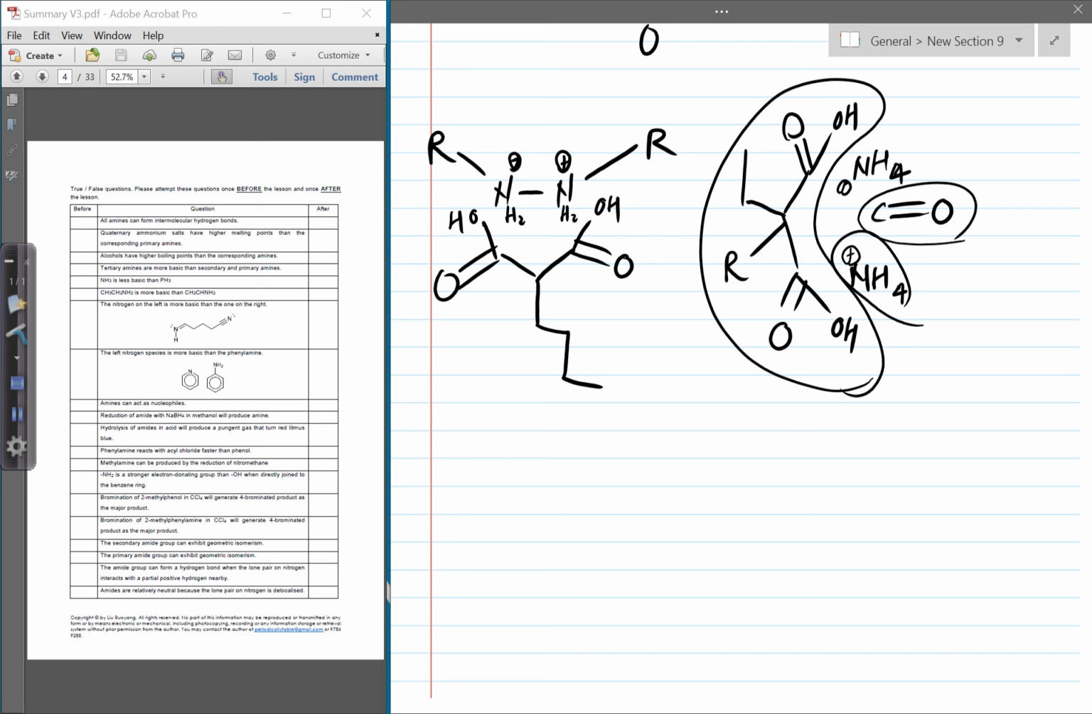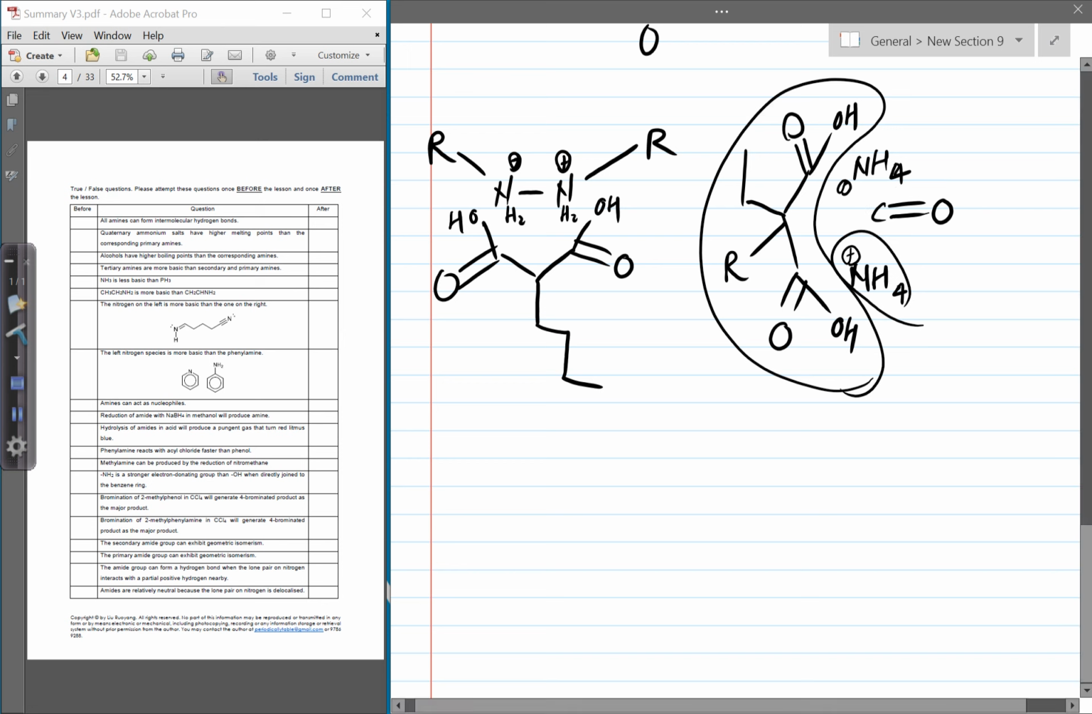Here we are, let me think. Sorry, my bad. This shouldn't be this thing, right? If it's under basic conditions, it should be a carbonate, right? CO3 2 minus, because this is not an oxidizing condition, right? So it should be CO3 2 minus.